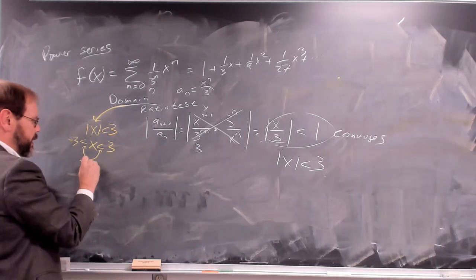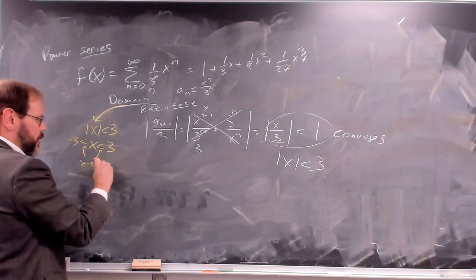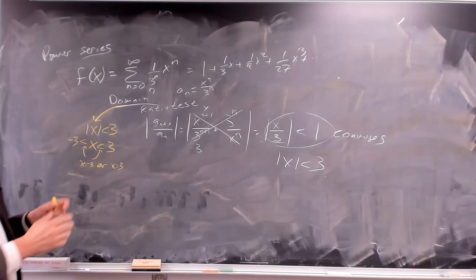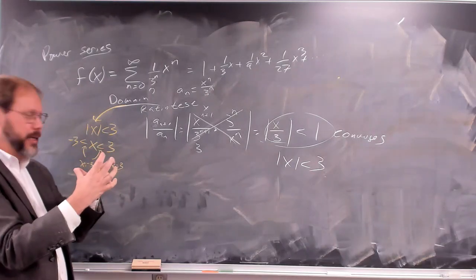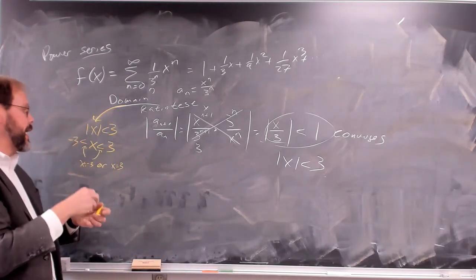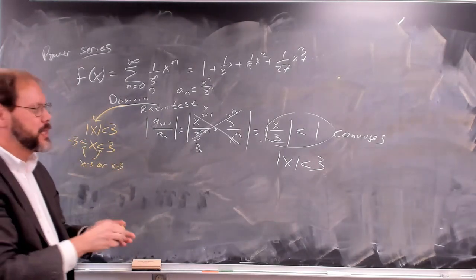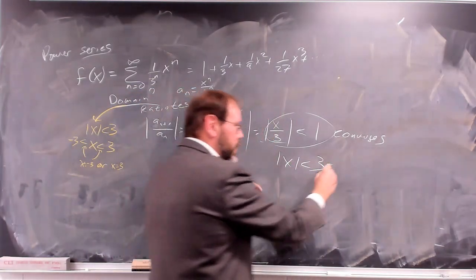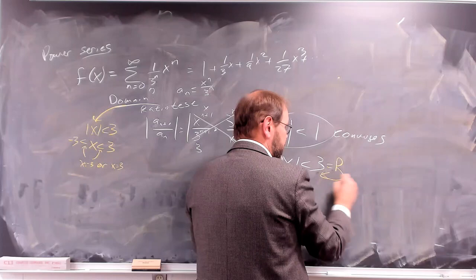I don't know what's happening when x is equal to -3 or when x is equal to 3. So notice, centered around 0 here, I can go 3 units to the right or 3 units to the left. And so here, that number 3, if I have it written in this form, is called my radius of convergence.